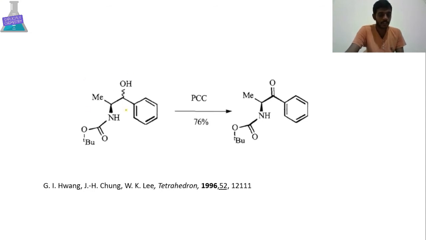See, this is the starting material. Here the alcohol which is present here is converted to ketone, and thus the PCC will oxidize this alcohol to ketone. This is the secondary alcohol, so it converts this alcohol into ketone; if it's primary, to aldehyde. This example is taken from Tetrahedron Journal.